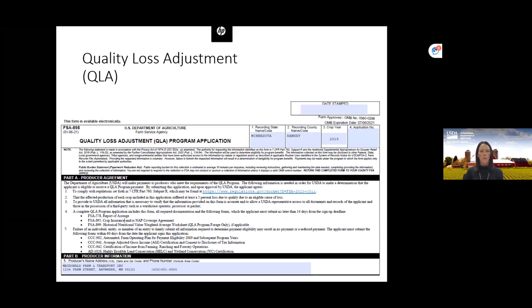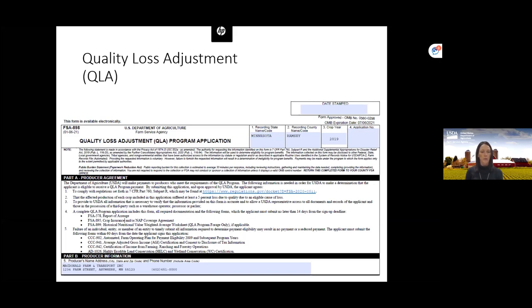So this example is for Minnesota County. So we're going to put our recording state and county. Again, only one application is filed for the producer for all of their land in every state and county in the US. So you're only filing one application that'll include all of your counties. And you're going to put your recording county or your control county in items 1 and 2, and then your crop year in item 3 that you're applying on.